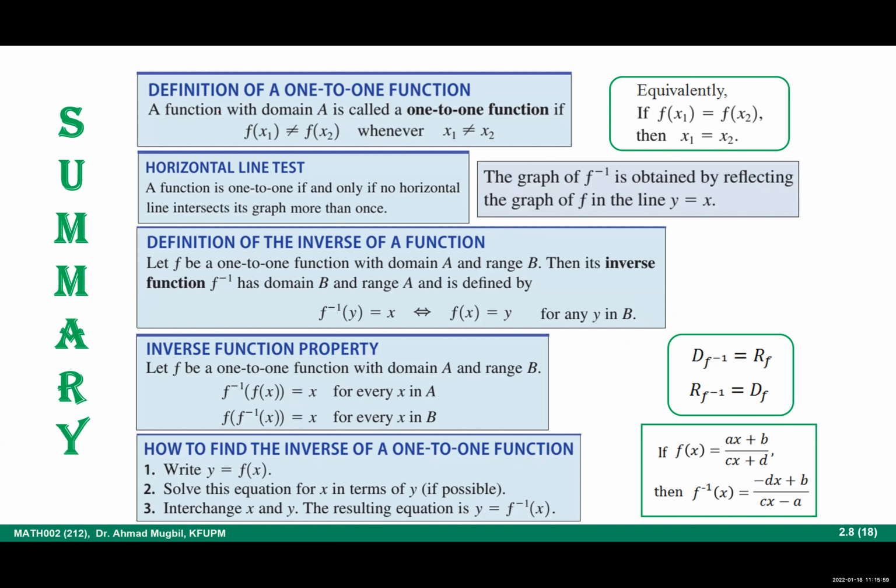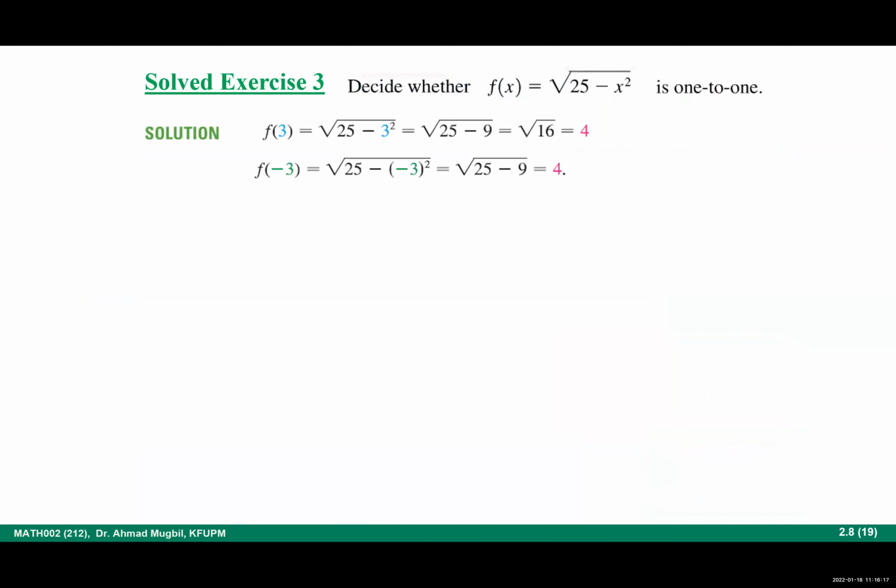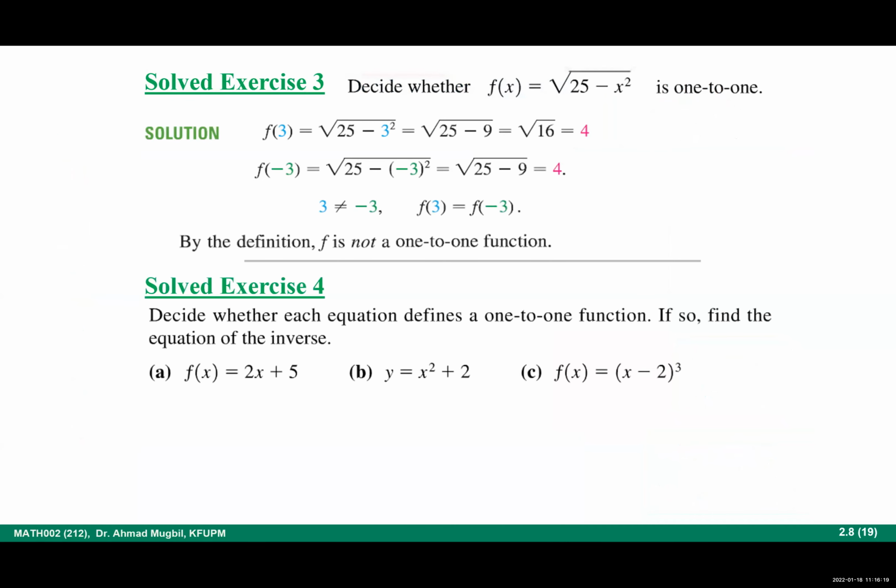The one-to-one, the horizontal line test, how to obtain the graph, the definition of the inverse, the most important property, the cancellation property, how to find the inverse, domain of the inverse is the range. This is for rational functions, how to find that. But there are many tricks that I'd like to learn with you.